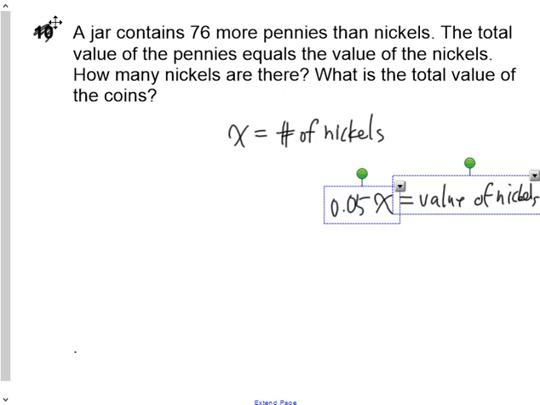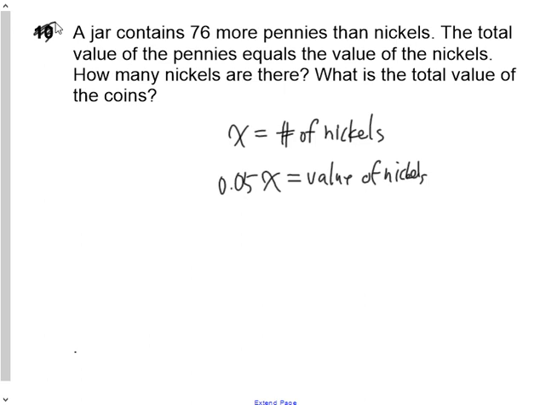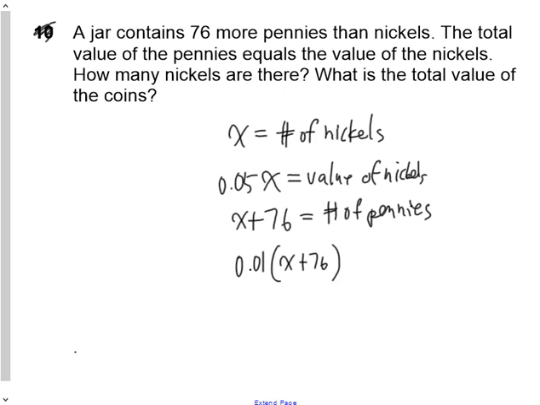So if x is going to represent the number of nickels, then 0.05, which is the value of it, times the number of nickels will be the value. Now pennies is going to be x plus 76, because whatever the number of nickels is, there's 76 more pennies. And if that's the number of pennies, then I'm going to multiply it by 0.01 to get the value of the pennies.